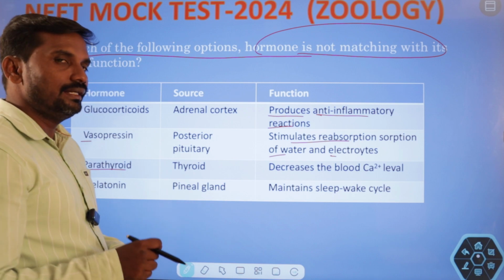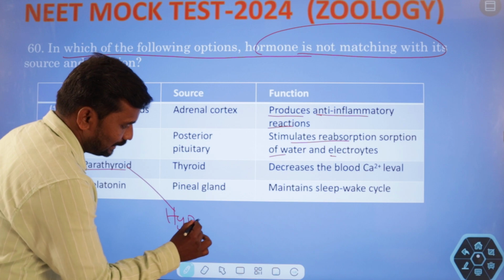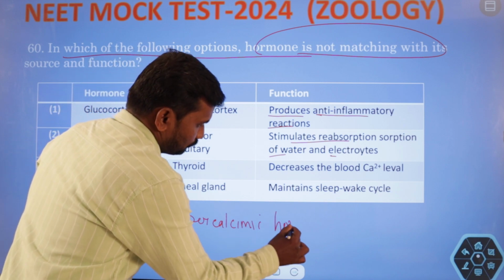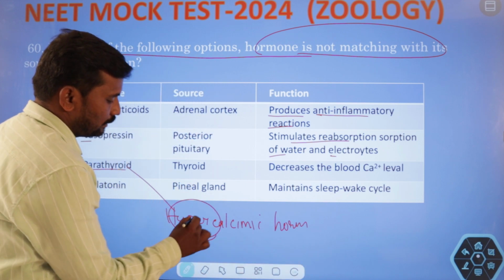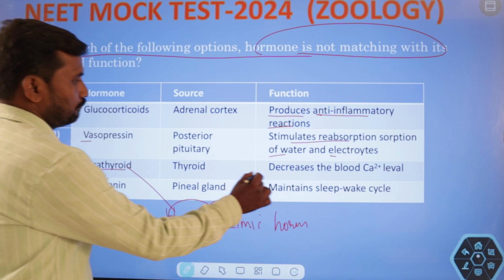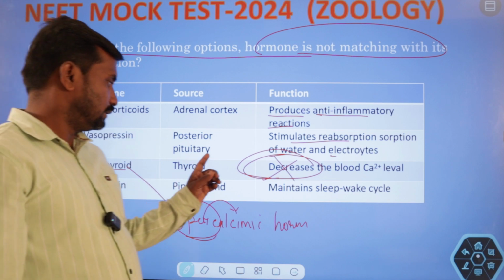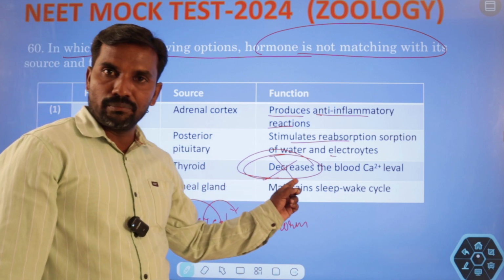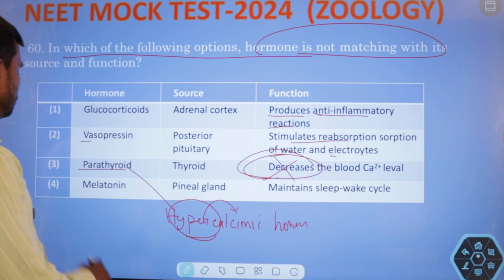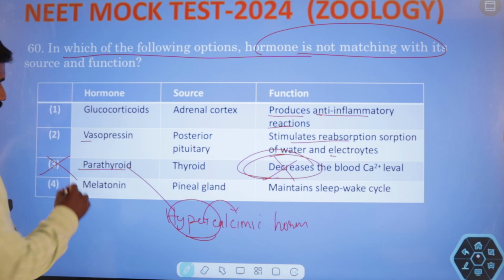Parathyroid is called a hypercalcemic hormone. The hypercalcemic hormone is going to increase the number of calcium ions in the blood. But the statement says decrease. Decrease is not correct. Parathyroid is the source of the thyroid glands, primarily responsible for increasing the blood calcium levels. So this is the correct answer, the incorrect statement, the not matched one. This is not matched. This is the incorrect one.